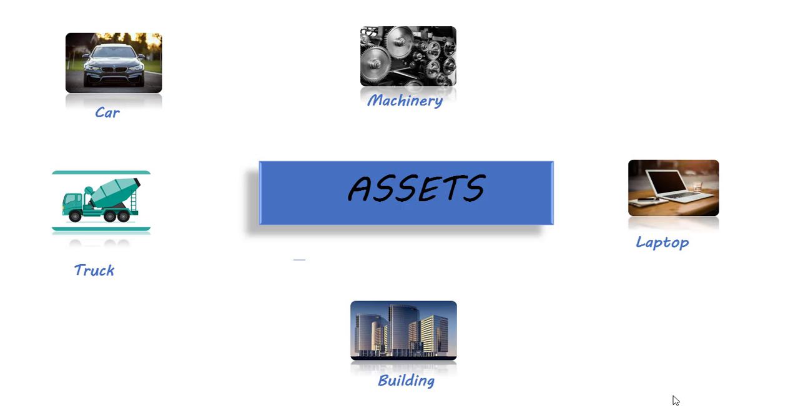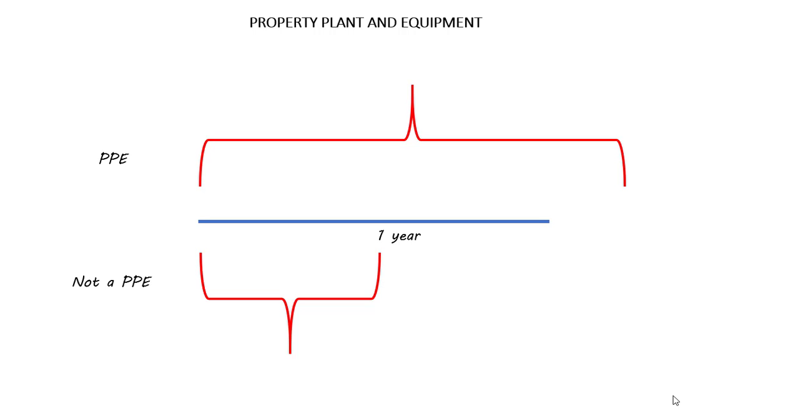How to identify an item as PPE? If you incur an expense to purchase any tangible item, now a tangible item is an item which can be felt by touch. So if you incur the expenditure to purchase a tangible item and you expect to get some benefit out of it for more than 1 year, then this item will be recognized as a PPE.